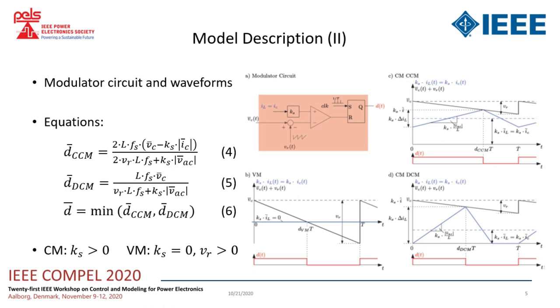One specialty is that the modulator circuit is modeled in a way that by setting the sensor gain KS to 0, the modulator will automatically behave as a voltage mode modulator, and therefore we can switch between voltage and current mode. On the other side, this model includes equation 6, which selects the correct duty cycle in current mode operation to switch between discontinuous and continuous conduction mode.